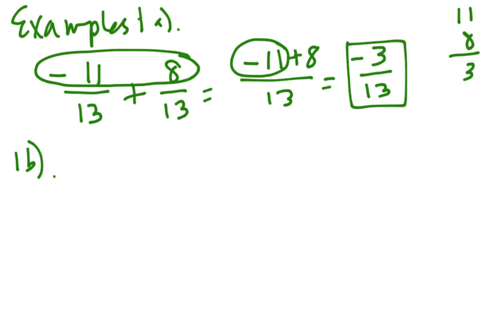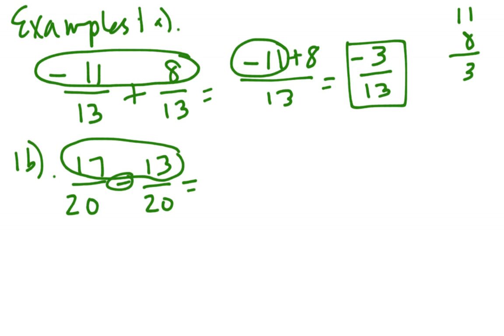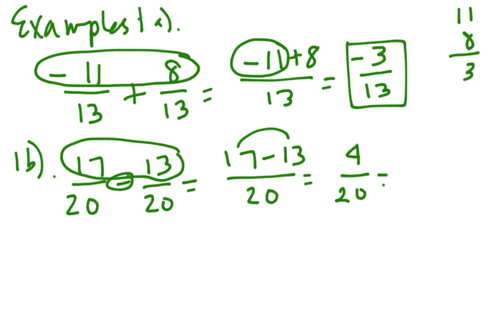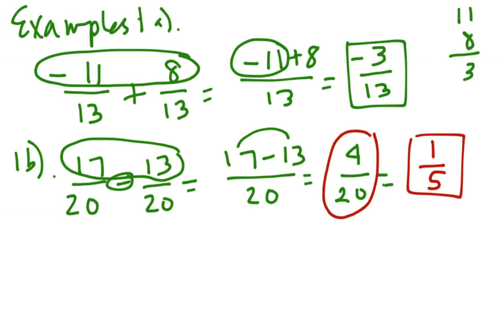Example 1b, 17 over 20 minus 13 over 20. We're writing the numerator with the proper sign operation in between over the common denominator. 17 minus 13, I use subtraction. Subtracting the smaller from the bigger, I get 4. It's a positive 4 because 17 is positive. Now, this one, I do have a common factor, and you might recognize that I can factor out a 4 from the top and the bottom to simplify this fraction, 4 over 20, to 1/5. You always want to simplify. I could not simplify negative 3 thirteenths.